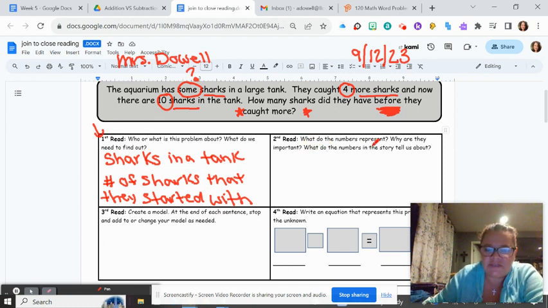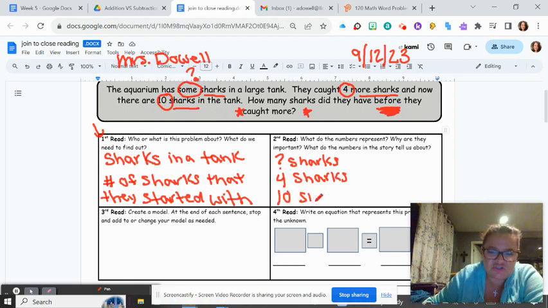So now let's read it again. Read 2: What do the numbers represent? Why are they important? And what do the numbers in the story tell us about? Okay, so let's think about these as our quantities and our units, right? Here we have some sharks, so I'm just going to put a question mark for sharks. I don't know how many there are, but they caught 4 more sharks. So they caught 4 sharks. And now there are 10 sharks in the tank, so I'm going to put 10 sharks.